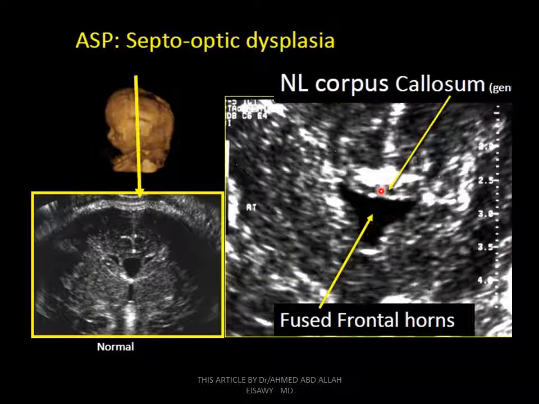This is the corpus callosum, normal corpus callosum. This is septo-optic dysplasia, agenesis of the septum pellucidum. And we see fused frontal horns, agenesis of the septum pellucidum. And this is normal.